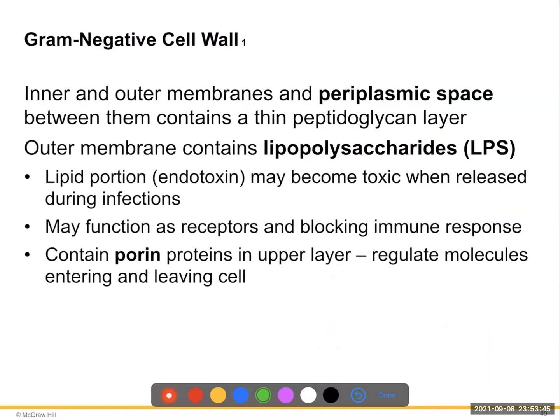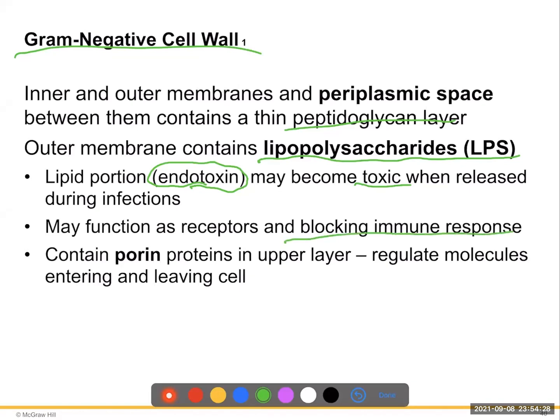That's what it is. Gram-negative. Gram-negatives do not have a thick peptidoglycan layer. Okay? They don't have a thick cell wall. Inner and outer membranes, and between them is a very thin peptidoglycan layer. Okay? The outer membrane contains lipopolysaccharides. The lipid portion is an endotoxin. Okay? Endotoxins can be very toxic when they're released during an infection to the human body. Okay? So these gram-negative cell membranes can release this endotoxin. That's the lipid portion of it. They function as receptors and block our immune response to it.